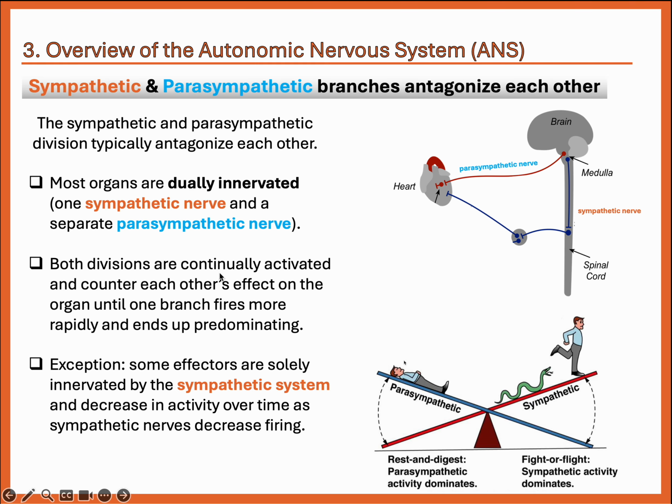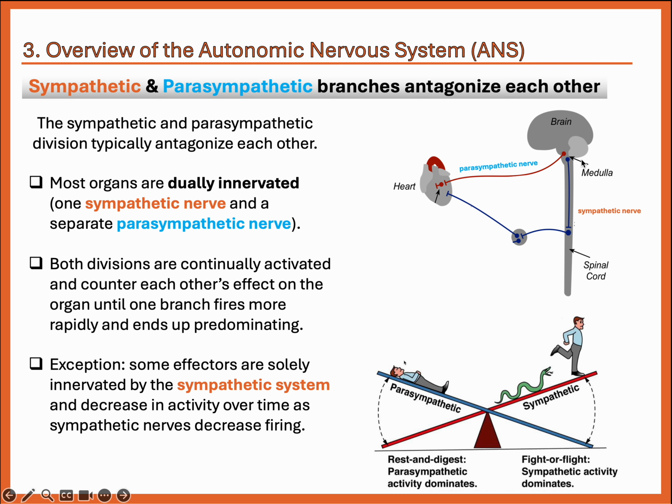Both divisions are continually activated and they counter each other's effects on the organ until one branch fires more rapidly and ends up predominating. So, for example, when you're running away from the tiger, both of these are firing their action potentials onto the heart. But when you run away from the tiger, this sympathetic branch fires more action potentials quickly, and so it dominates. And therefore, this parasympathetic nerve is shut up a bit and doesn't fire as fast. So your heartbeat ends up going quicker, right?